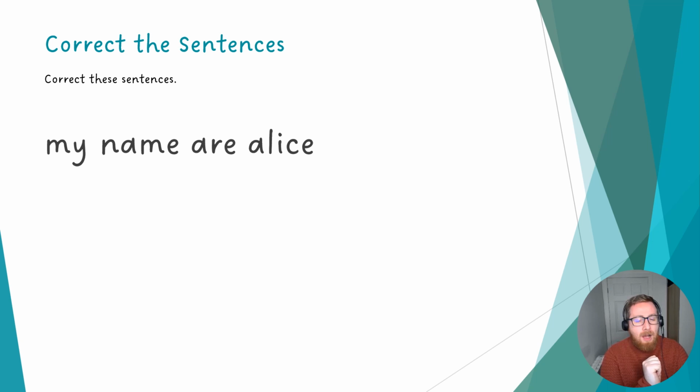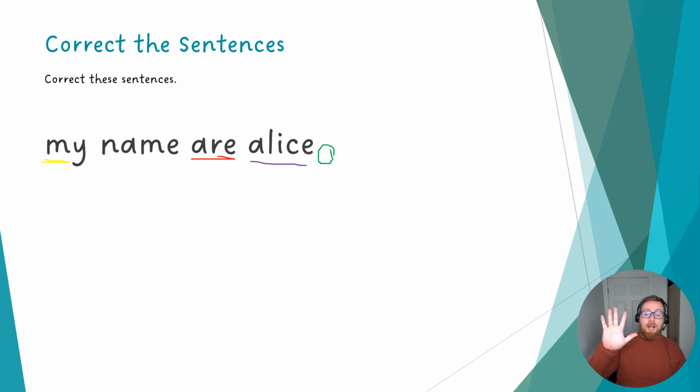My name are Alice. Correct this statement. What is wrong with this? My name are Alice. That doesn't feel correct. From our lessons on present simple tense, my name are Alice. Alice is a name. Is it a question? Has the sentence finished? And what are we missing at the beginning?